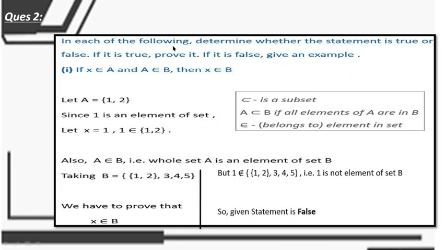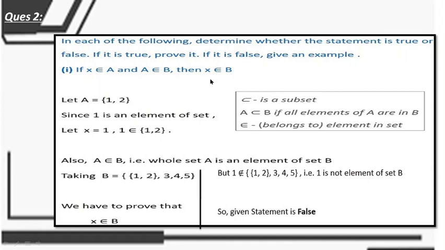Now question number 2. Here we have to look at the given statements. If they are true, we have to prove them; if they are false, we have to give some example. If x belongs to A and A belongs to B, then x belongs to B. Let A = {1, 2}, and 1 is an element of this set. Let's assume it equal to x so that we can say that x belongs to set A. Now A belongs to B, so let's consider set B where we have the complete set A as an element and a few more elements.